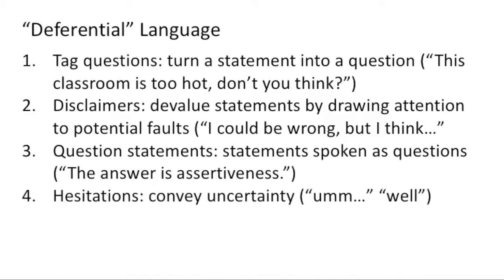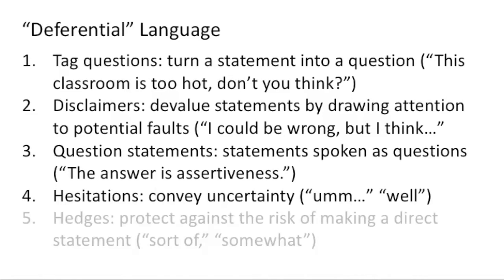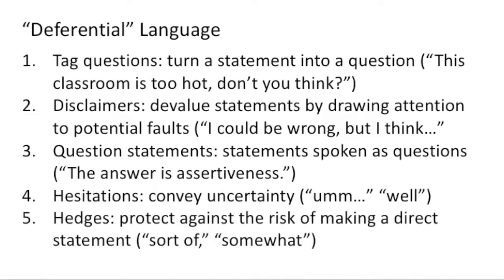Hesitations are things that convey different forms of uncertainty, like "um" or "well." And these are related to hedges, which help to protect against the risk of making a clear, direct statement. So things like, "Well, sort of," or "somewhat."